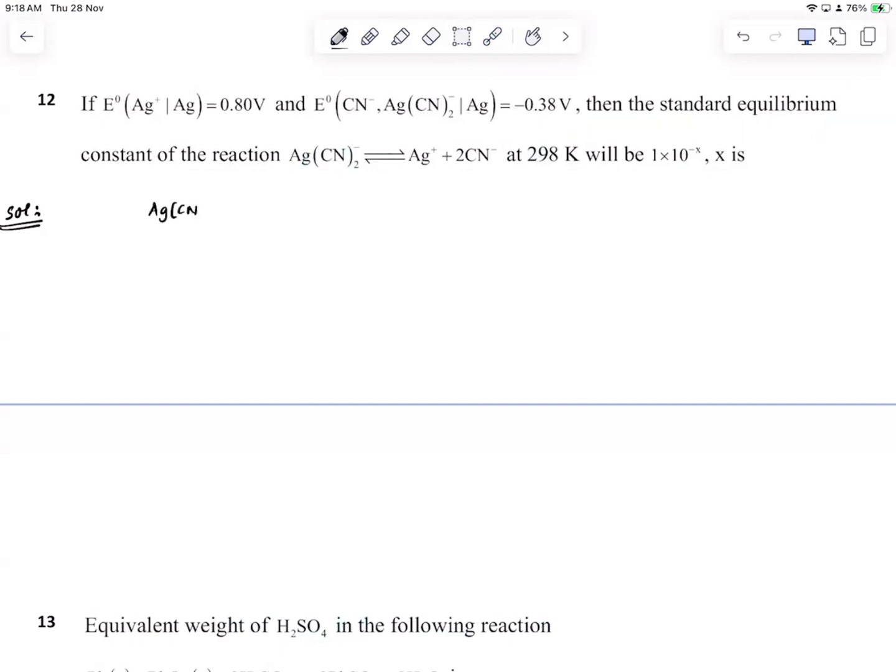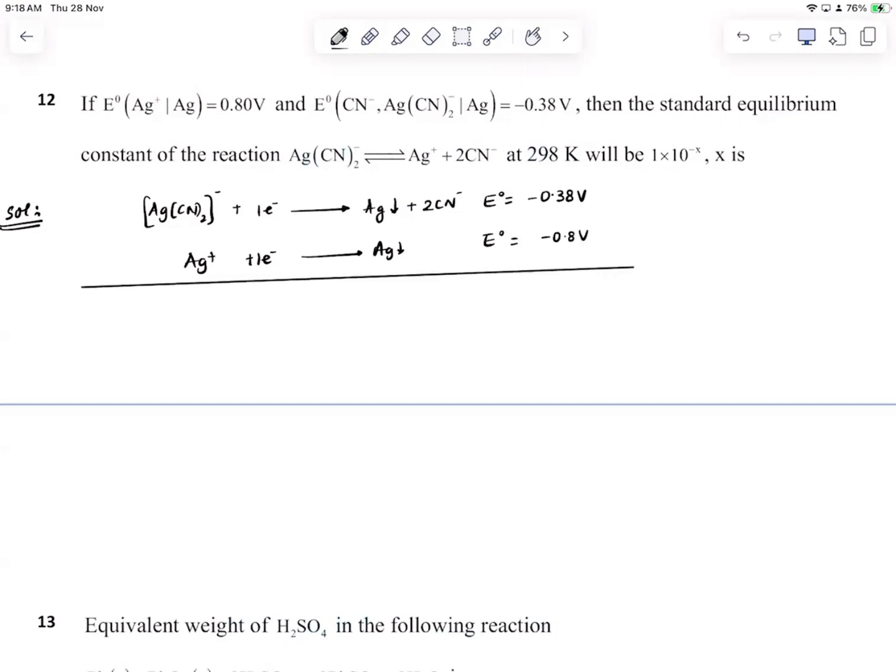Ag(CN)2 minus plus an electron will give us Ag plus 2CN minus. For that, the E naught value is given as minus 0.38 volts. Okay. Next, another thing which is given is Ag plus an electron is giving Ag. For that, the E naught value is given as minus 0.8 volts. Okay.